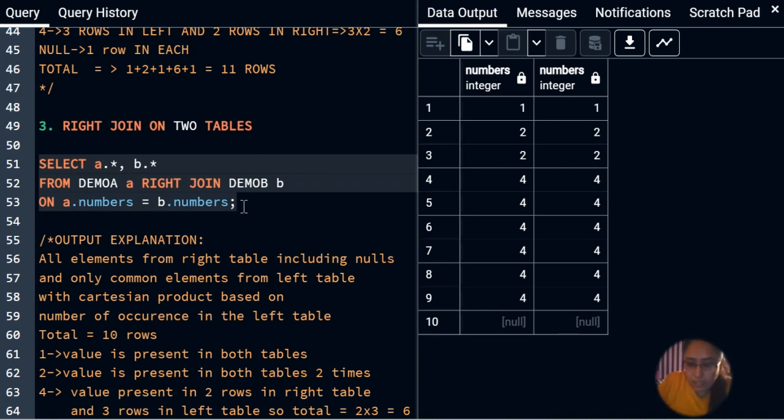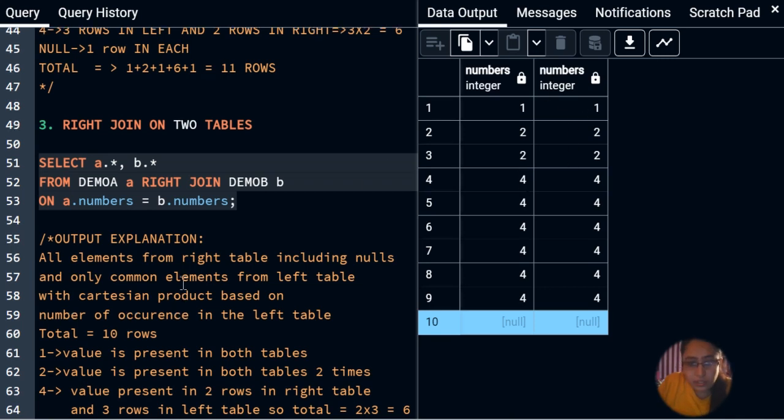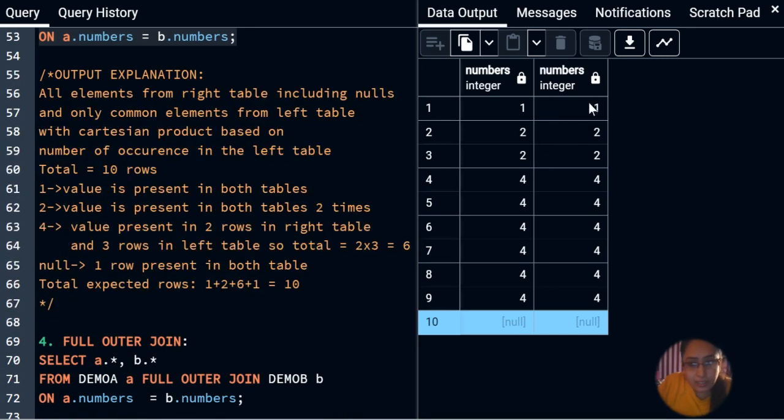equals b.numbers, we get to see 10 rows. Why are we getting 10 in the right join when we were getting 11 in the left join? If you see, the value 3 is missing in the right table. Since the right join is going to fetch all the rows from the right table and only the mutual rows from the left table, the logic remains the same.